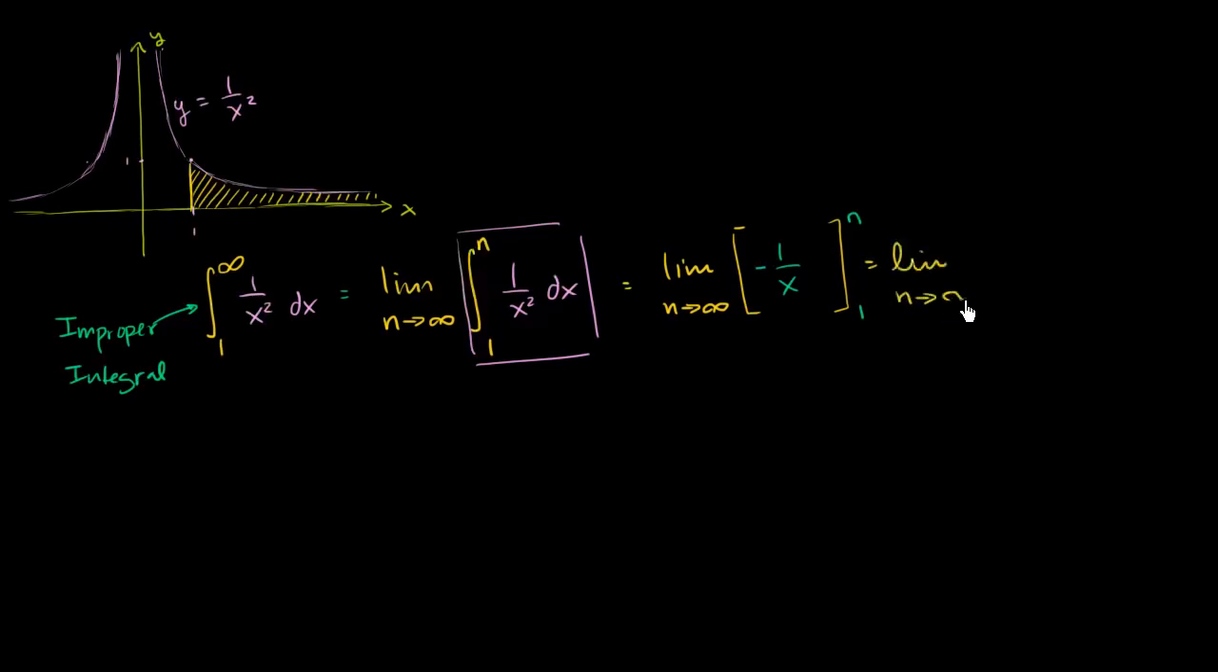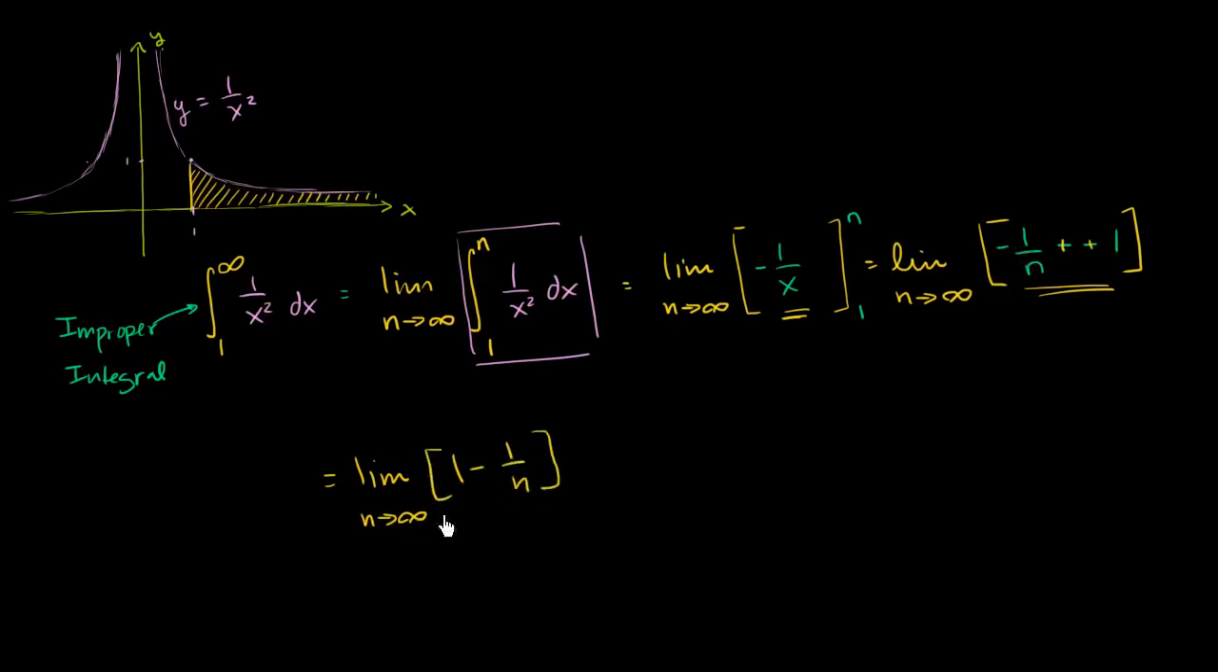So this is going to be equal to the limit as n approaches infinity of, let's see, if we evaluate this thing at n, we get negative 1 over n. And from that, we're going to subtract this thing evaluated at 1. So it's negative 1 over 1, or it's negative 1. And so we're going to find the limit as n approaches infinity of this business. I haven't found the limit yet. So this is going to be equal to the limit as n approaches infinity of 1 minus 1 over n.